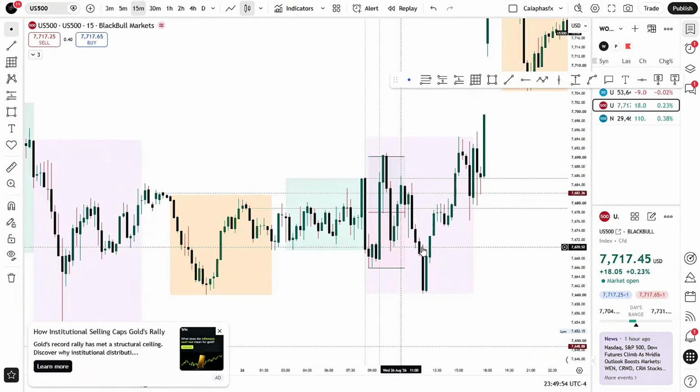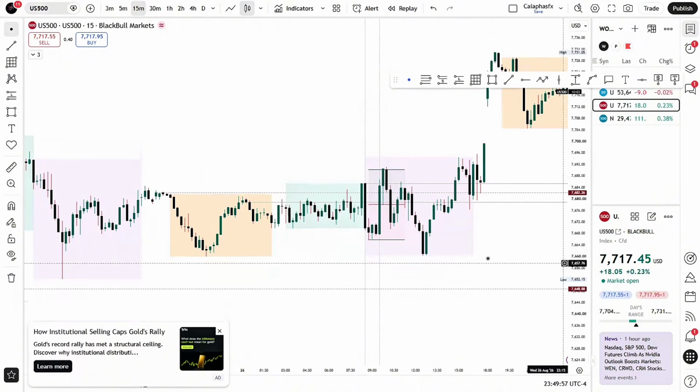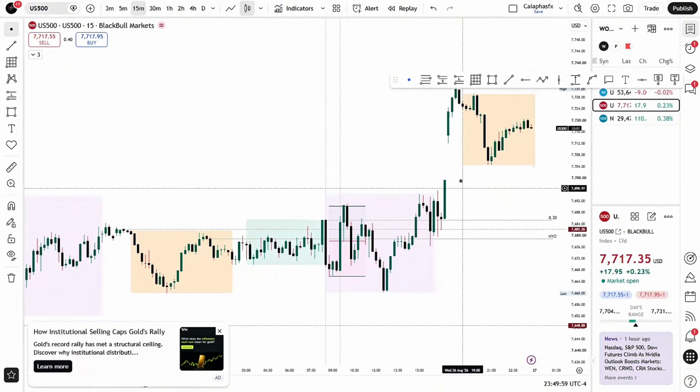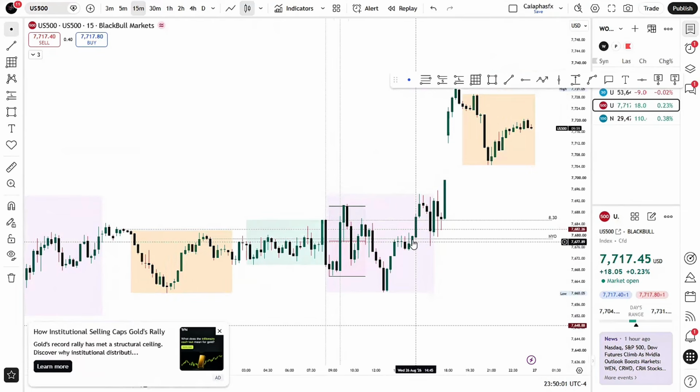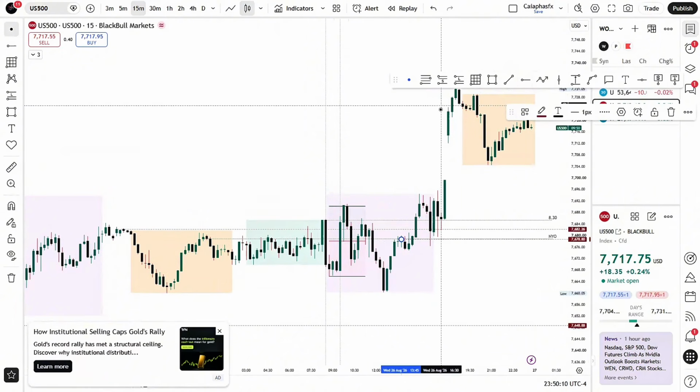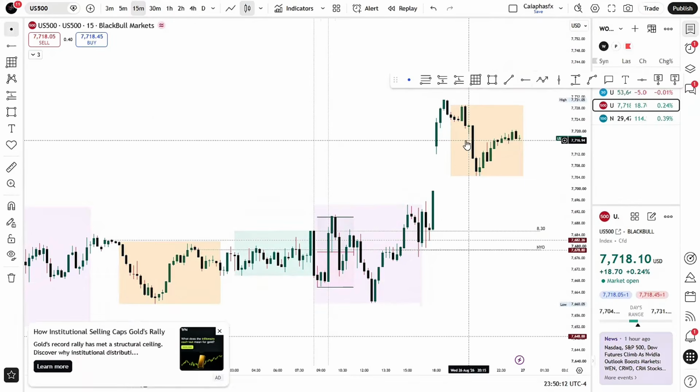And this is what occurred here. And I took this trade. I took the buy at this point here. This was my buy position at this point. Then it started going higher. So that was basically it.